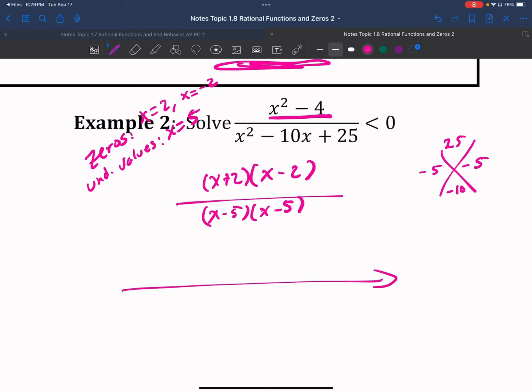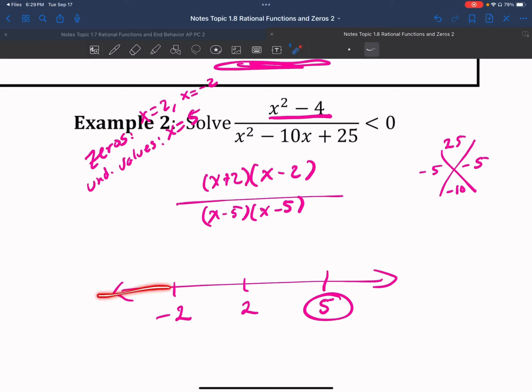After that, I'm going to create my sign chart with 3 different numbers. The smallest one is going to be -2. The next one is going to be 2. And the largest one is going to be 5. 5 is the only one that should be excluded because it came from my undefined value. I am going to do the same thing as before.